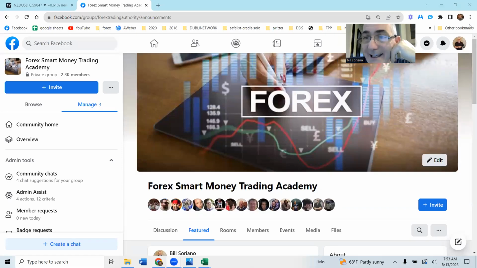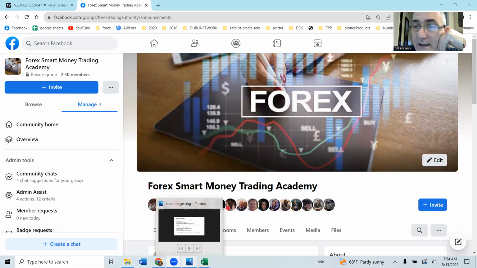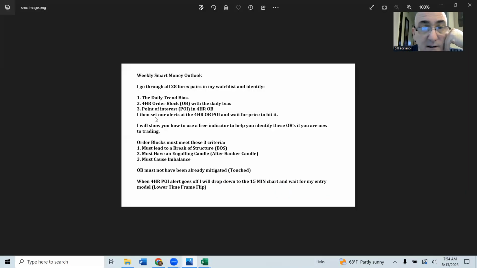It's Sunday 8/13 already, August 13th, and it's time to go over a weekly outlook where we go through all 28 pairs. We determine the daily trend bias. We find a 4-hour order block to trade from that is going with that daily trend bias. We put an alert at the point of interest in that 4-hour order block, and we set our alert there, right?